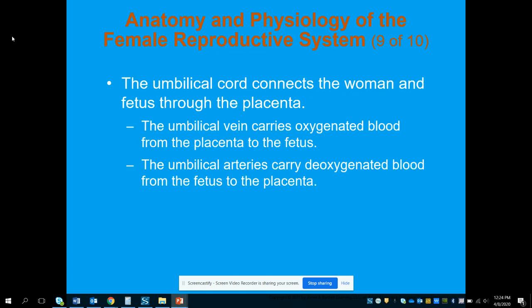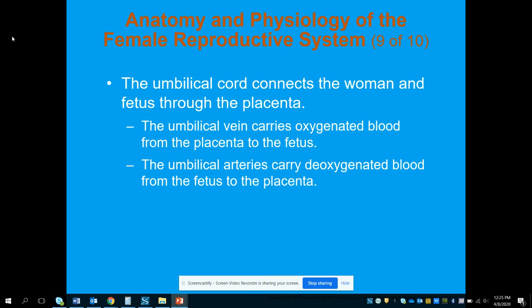The umbilical cord is what connects the woman and the fetus through the placenta, and the umbilical vein carries oxygenated blood from the placenta to the fetus, where the umbilical artery carries deoxygenated blood from the fetus back to the placenta. And so I want you to keep that in mind, because this is very different than our normal vascular abilities. When we think about the normal human body, remember, veins typically carry deoxygenated blood and arteries carry oxygenated, with the only exception being in the lungs, where we have the pulmonary artery and the pulmonary vein that have flip-flop roles. And so this is much the same there.